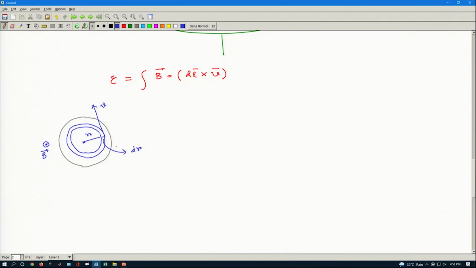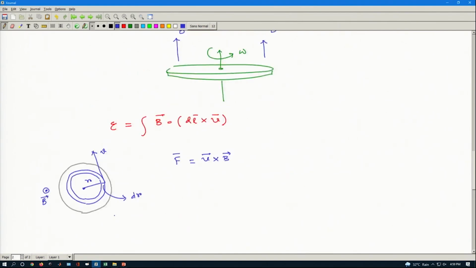Okay. So, now you can see the V cross B. What is the force? The force here is V cross B, and due to this force there will be separation of the charge in the rim area and in the central area. So, there will be a separation, and that leads to the EMF. So, we will need to calculate this EMF.